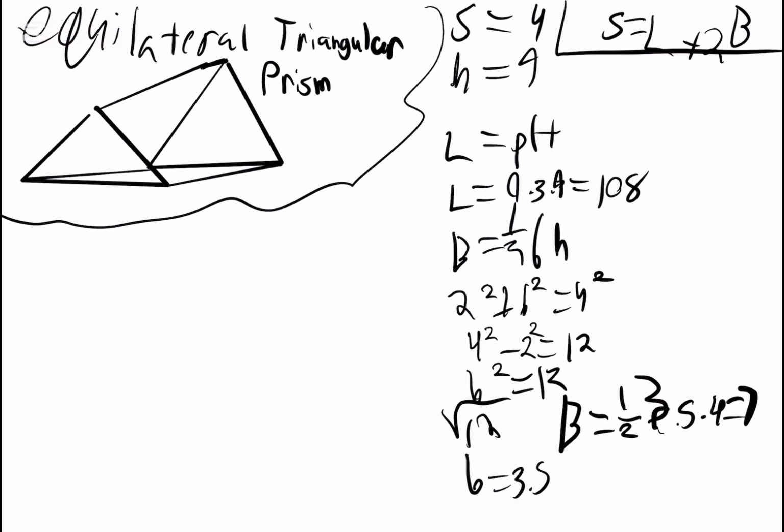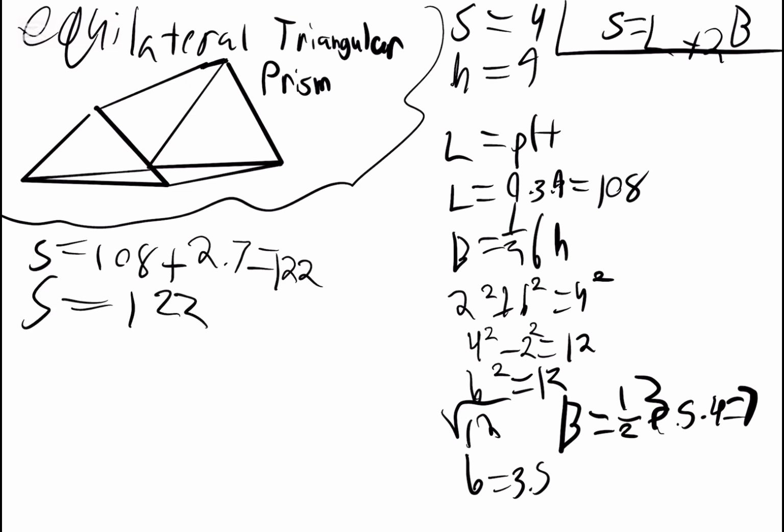So, our surface area would end up equaling 108 plus 2 times 7 would equal 122. So, our surface area equals 122. That is how you find the surface area of an equilateral triangle prism.